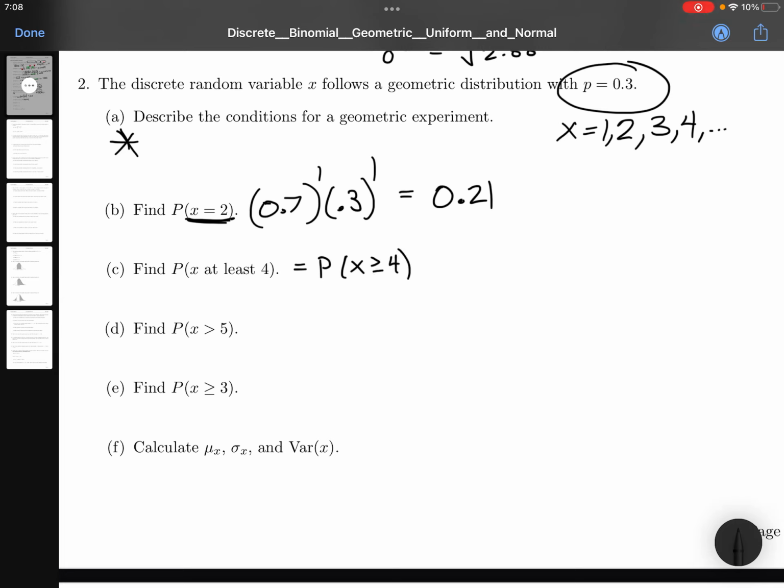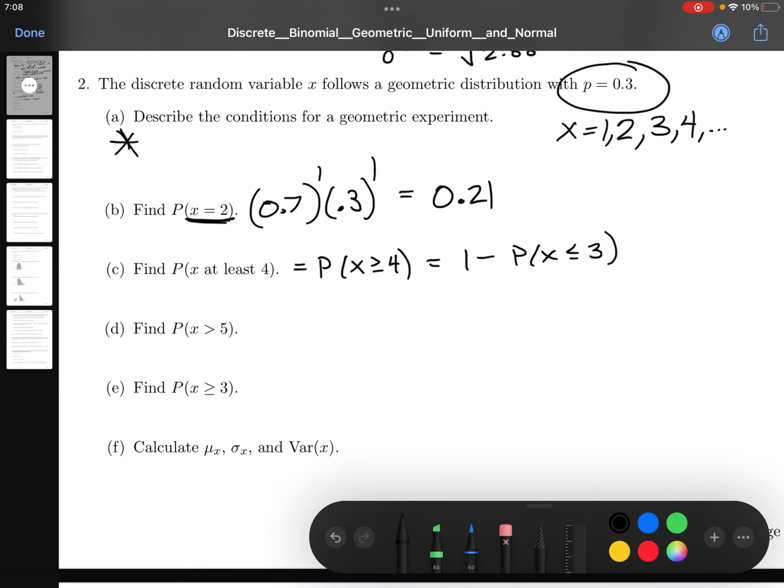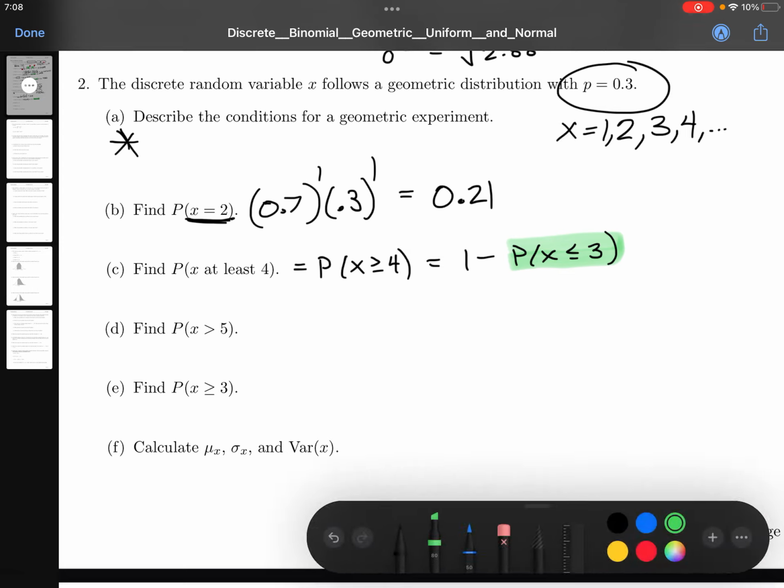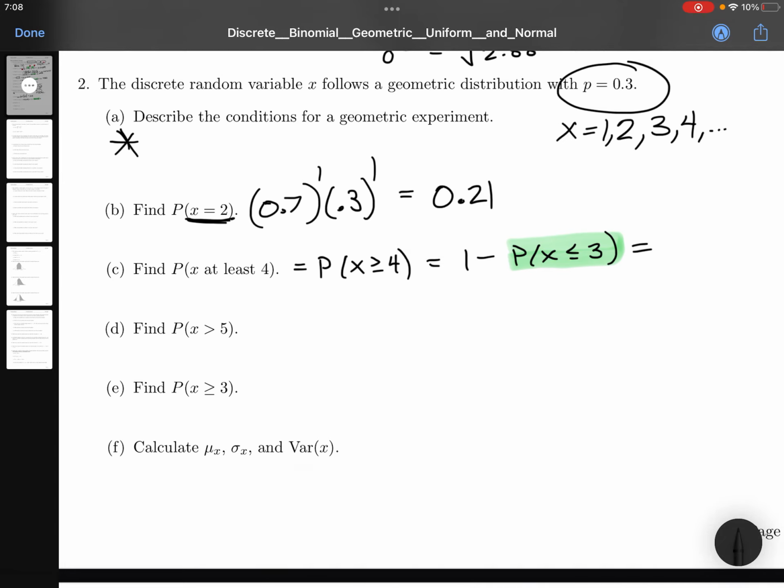Probability that x is at least 4. It's greater than or equal to 4. That's 1 minus the probability that x is less than or equal to 3. So very similar to above, we're going to do a cumulative distribution function here, but it's going to be a geometric cumulative. Use one of your calculators, on the TI, it's called geomcdf.